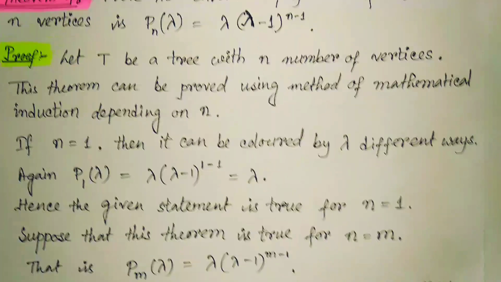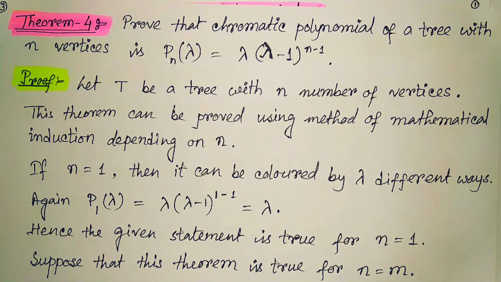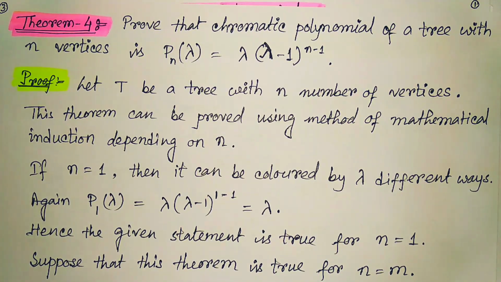Now one more theorem in this video, the fourth theorem. Prove that the chromatic polynomial of a tree with n vertices is lambda into lambda minus 1 to the power n minus 1. If we want to prove this theorem, we use the method of mathematical induction.